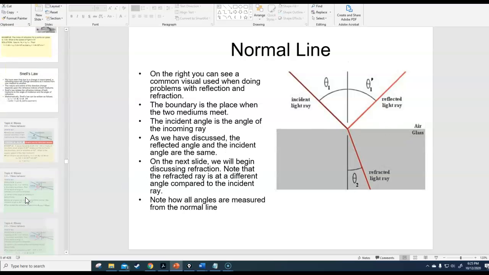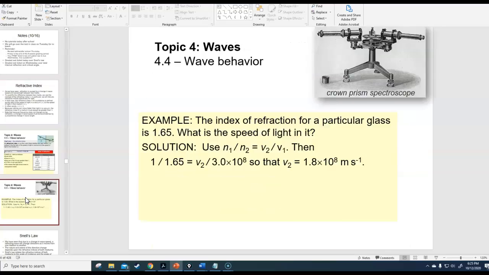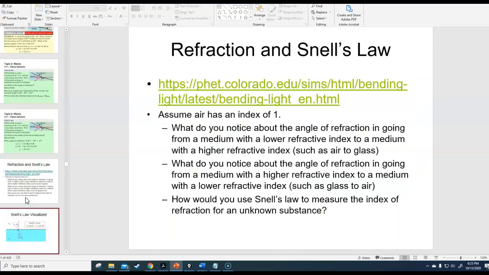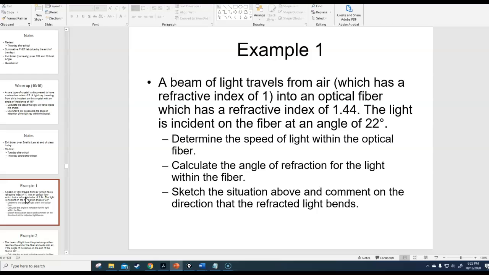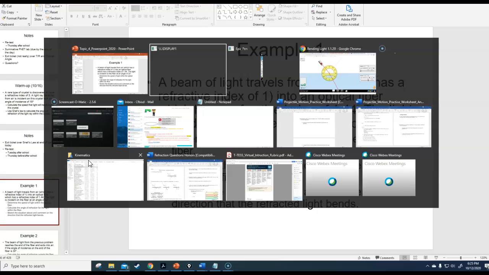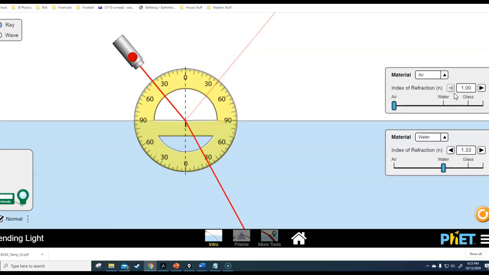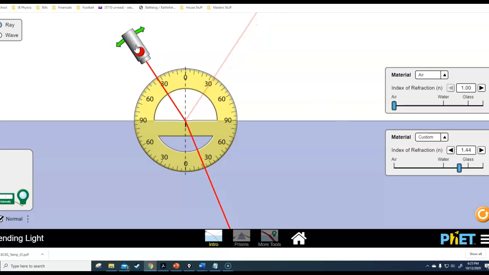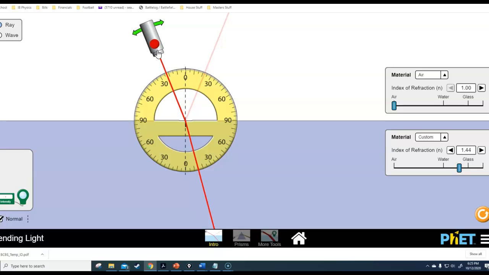Let me go back. Okay, 1.44 and then 22 degrees. Okay, so let's say we have an index of refraction of 1.44 and the angle of incidence is 22 degrees. Okay, so let's say that's 25, so 22 is somewhere around here. So notice in this situation that basically this is theta 1, this is theta 2.